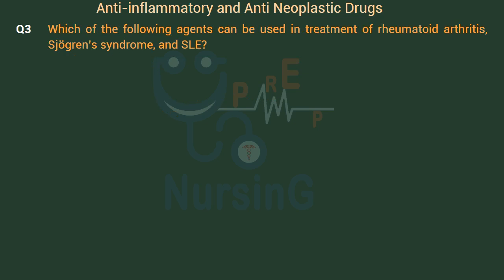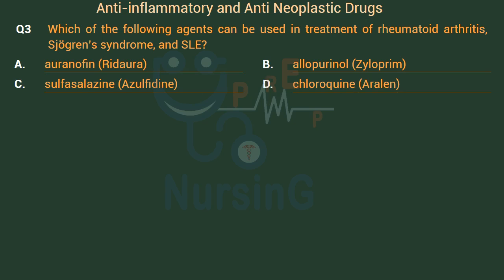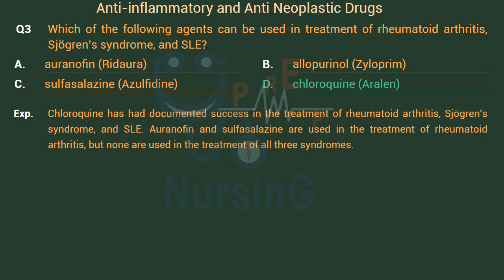Which of the following agents can be used in treatment of rheumatoid arthritis, Sjogren's syndrome, and SLE? Option A. Auranofin, Ridaura. Option B. Allopurinol, Zyloprim. Option C. Sulfasalazine, Azulfidine. Option D. Chloroquine, Aralen. Right answer is Option D. Chloroquine, Aralen. Chloroquine has had documented success in the treatment of rheumatoid arthritis, Sjogren's syndrome, and SLE.